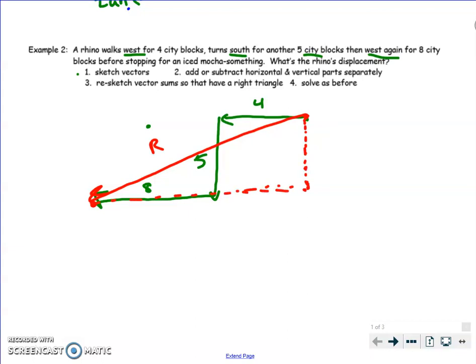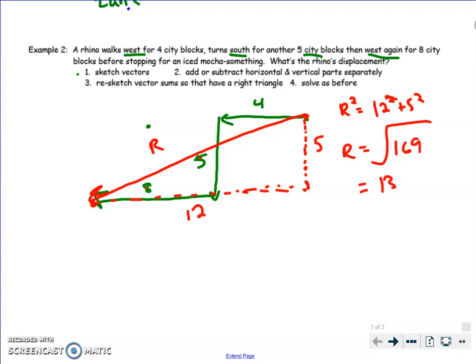So I just need to find the base of the 2 bases of these. Well, this is going to be 5 because that's 5, and the long base is going to be 8 plus 4. That's 12. Okay, now that I have that, then it's pretty easy to use Pythagorean Theorem. So I would say R squared equals 12 squared plus 5 squared. Therefore, R equals the square root of 169, and that's equal to 13. Okay, so R is 13. That's the easy part. We're 13 blocks away from where we started.